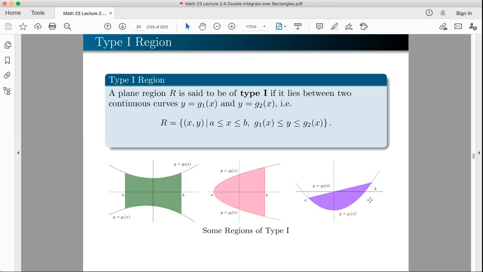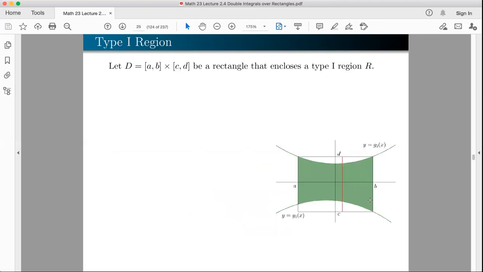Okay, now suppose that we have a region R, and we want to enclose it with a bigger region D. So the x interval is from a to b, but now the y interval is from c to d.